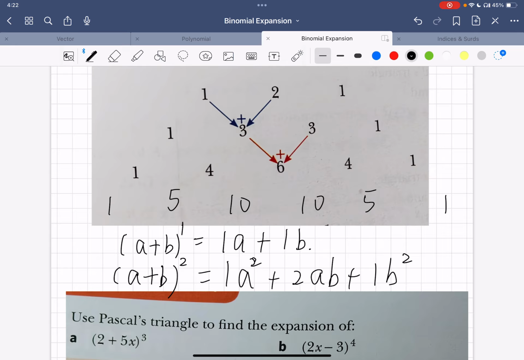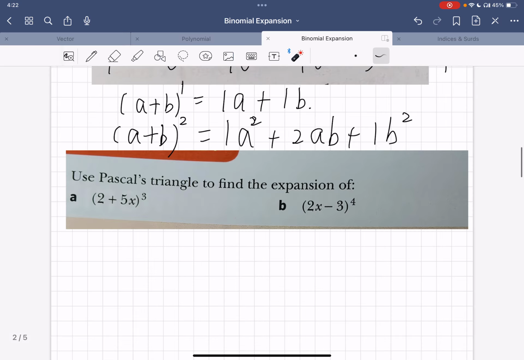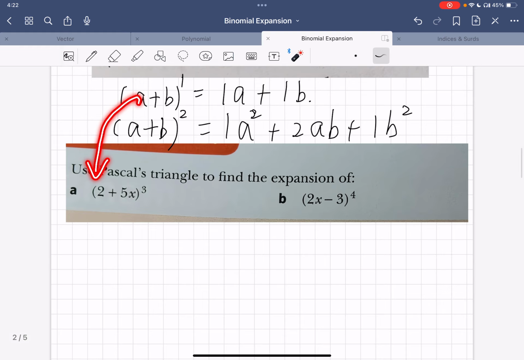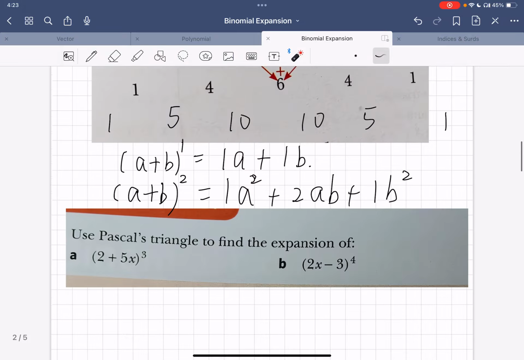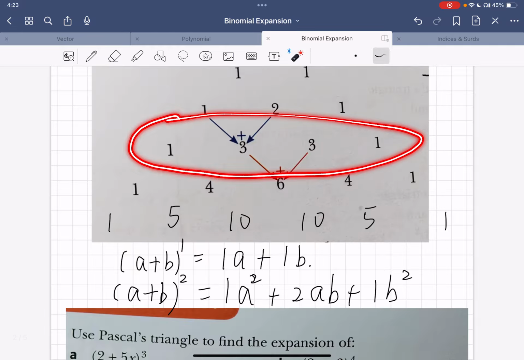But we can actually use this result to solve many binomial expansion questions. So for example, we've got two questions here. Question A. So let's solve it together. Right now, a represents 2 and b represents 5x, right? And the power is 3. So now let's use this result. We use the third line, right? We use the third line. And then it represents the coefficients, right? The coefficients.